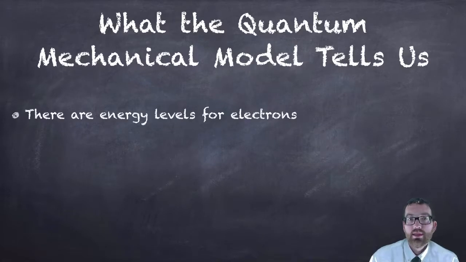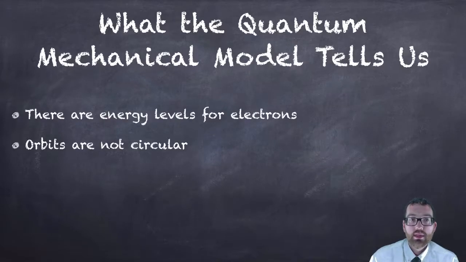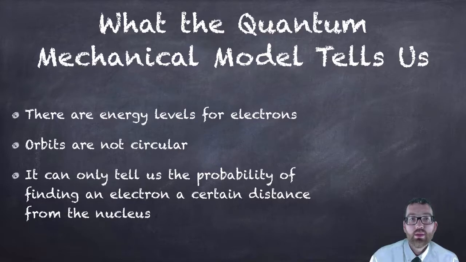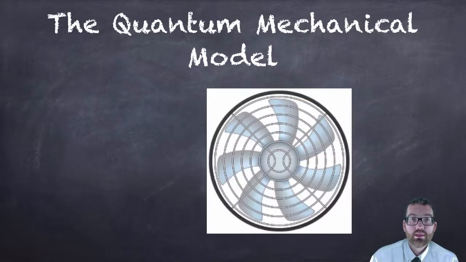But what it does tell us is that there are energy levels for electrons. Unlike what Niels Bohr said, the orbits are not circular most of the time. And it can only tell us the probability of finding an electron a certain distance from the nucleus.